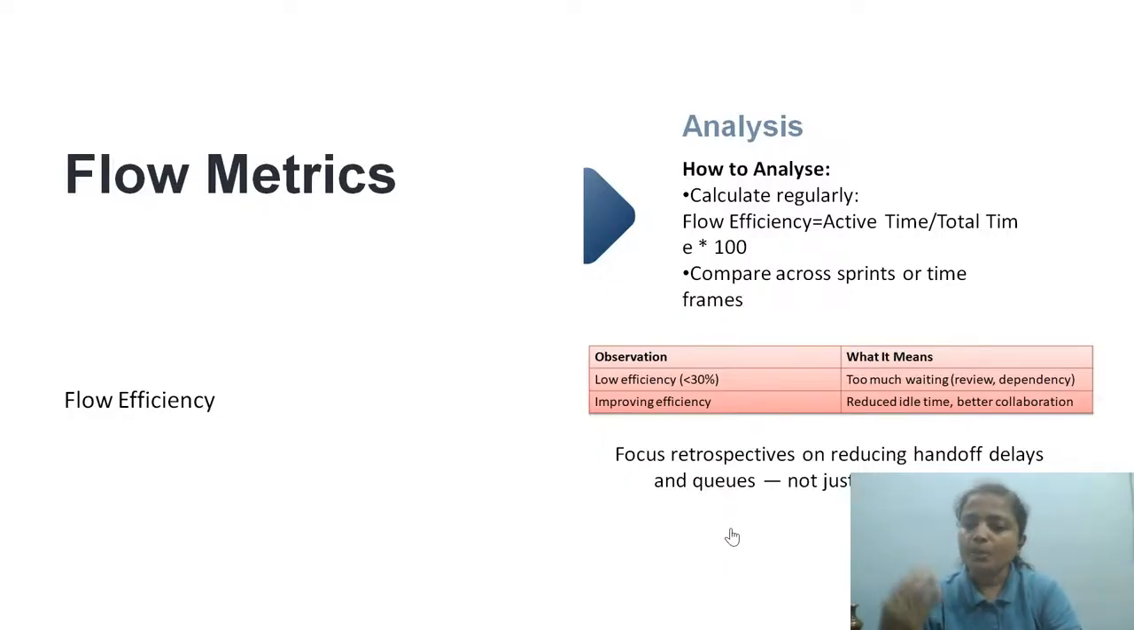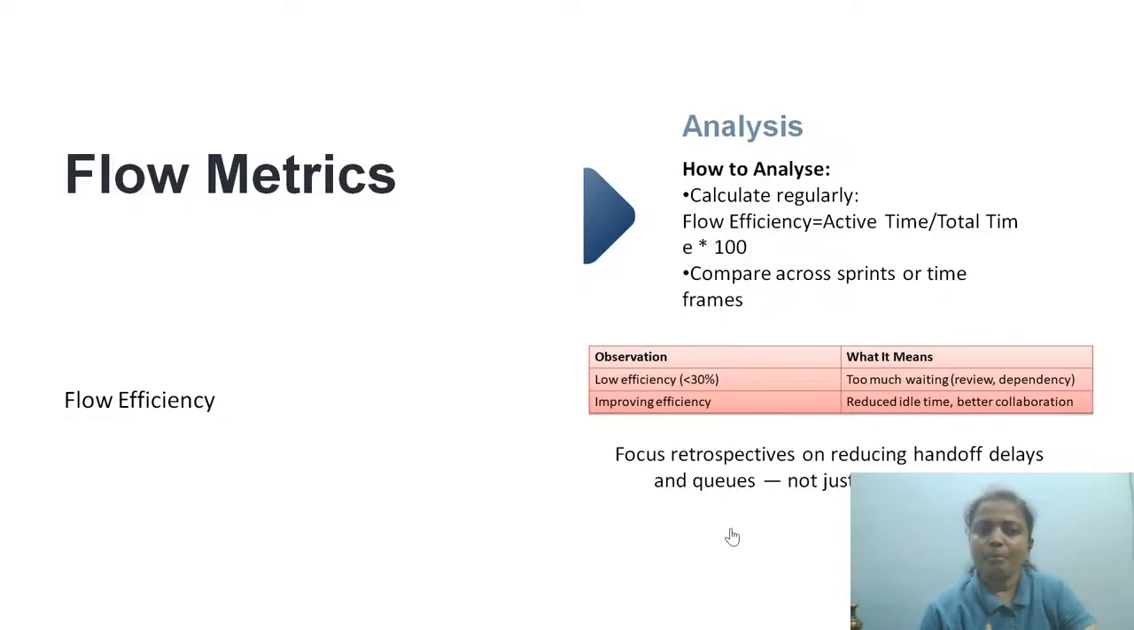How can we actually reduce the delays? How can we reduce the queues? It's not about let's speed up the process, let's develop quickly, let's write the code very effectively. No, that's not the only thing. Active time is one piece, but why is there too much idle time? In the total time, more than 75 percent of the time in the overall delivery system, the ticket is just waiting and waiting. It is not even getting into the active mode. That's the concern here. It's not about please develop the code quickly. No, that's not the problem.